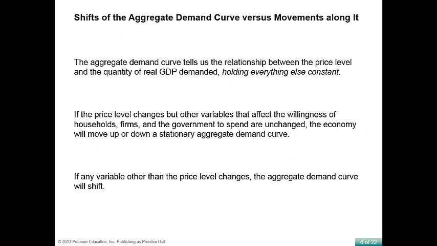Now, as with Chapter 3, there is a difference between shifts in aggregate demand and movements along it. When the aggregate demand curve moves to the right or left, that indicates a shift. Whereas when we move along different points on a static demand curve, that represents a movement along it.